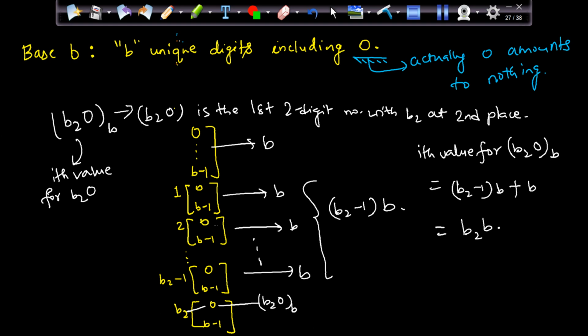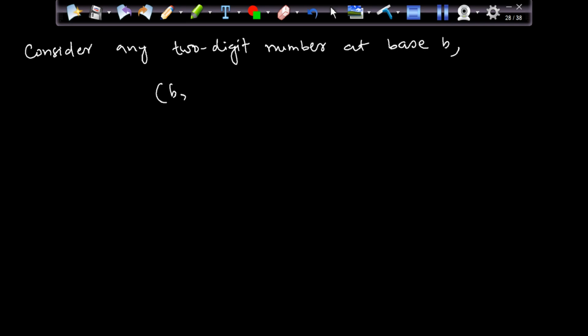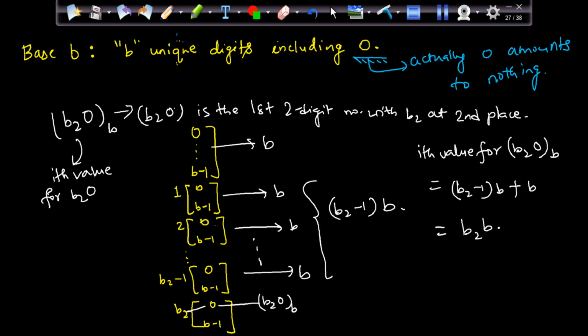Now take any two-digit number at base b. For example, b2 b1 in base b. What is its place value? We know that the value for b2 0 is b2 into b.